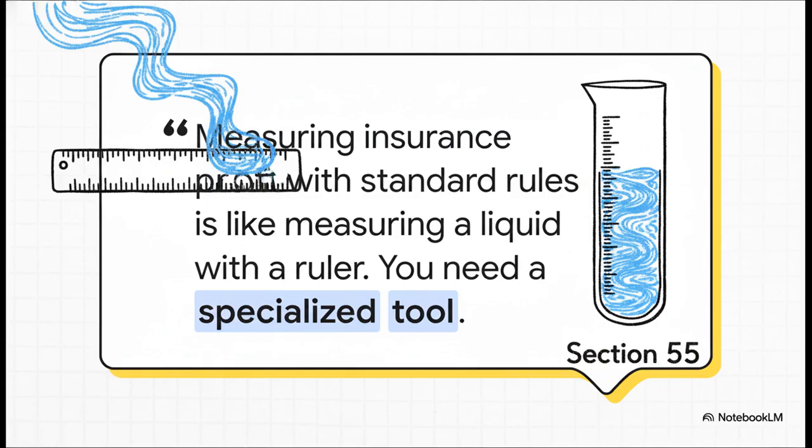I love this analogy because it just captures the problem perfectly. Standard tax rules are like a ruler. They're rigid, they're meant for concrete, solid figures. But insurance profits? They're more like a liquid. You need a specialized measuring cup, not a ruler. And under this new act, that specialized tool, well, that's Section 55.